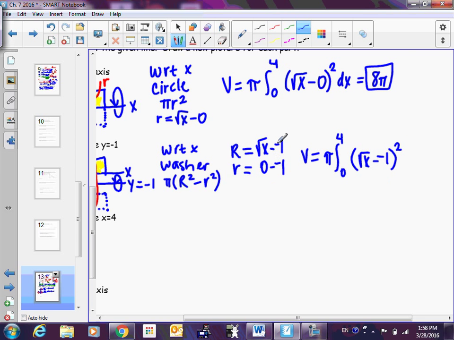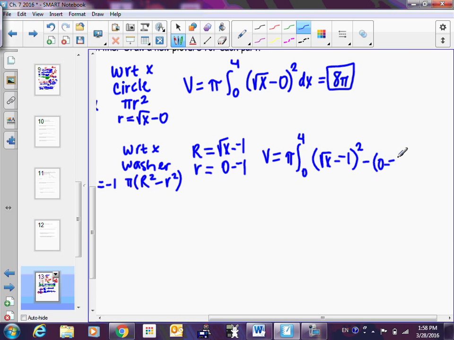If you accidentally switched up the -1 and square root of x, if those were in the opposite order, would that actually really matter if you're squaring it? No. So that's a common mistake, but it actually wouldn't affect your problem at all. Okay, big R squared minus little r squared. And so little r squared is going to be 0 minus -1. And again, if you got these two things mixed up, you're squaring it, so it doesn't end up mattering.